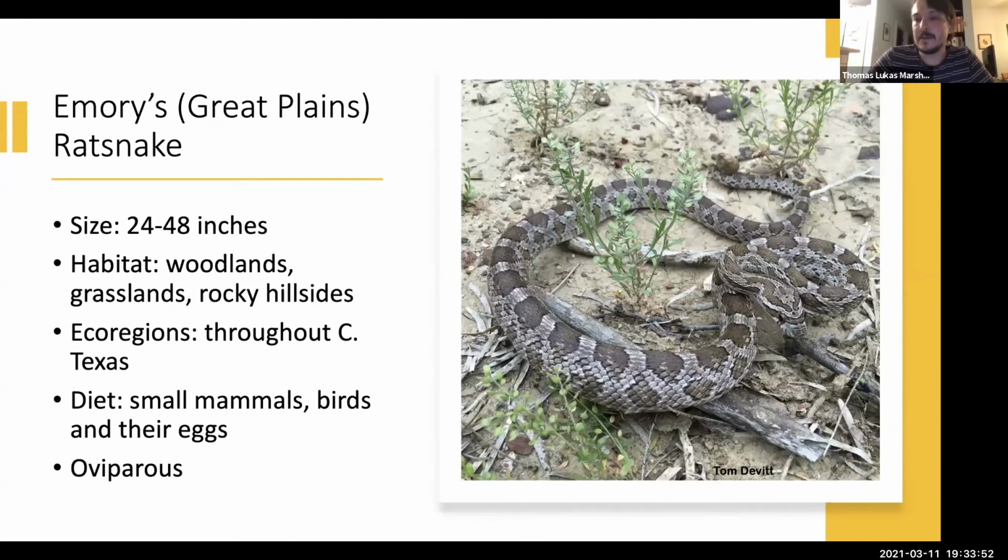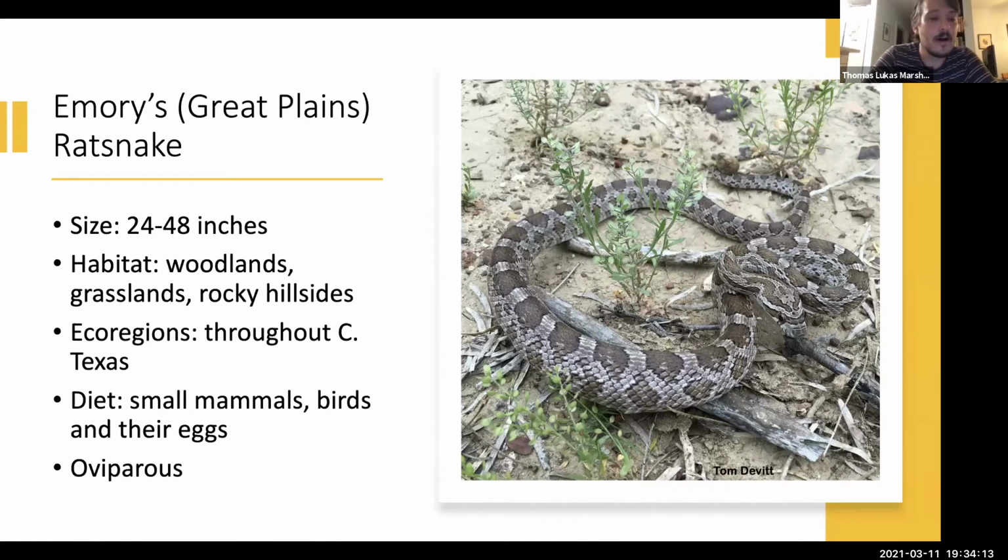And a relative of the Texas rat snake is the Emery's or Great Plains rat snake. So these snakes are a little bit smaller. They don't get quite as big as the Texas rat snake. They're also a little more shy around humans. They don't inhabit urban areas to the extent that Texas rat snakes do. But they're found in a variety of habitats throughout Central Texas.